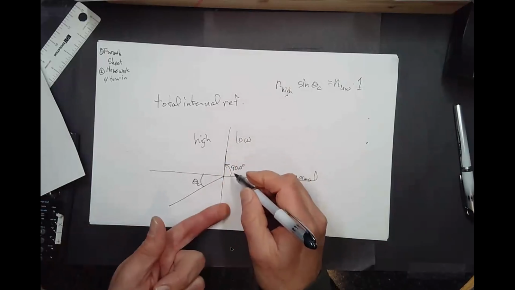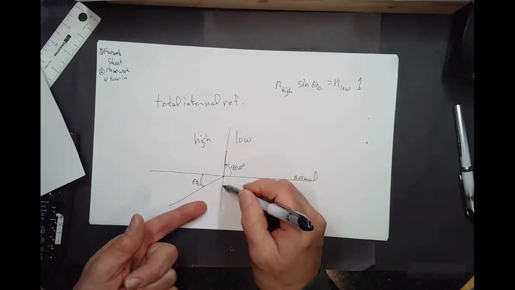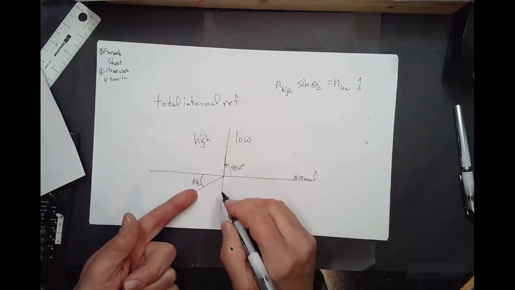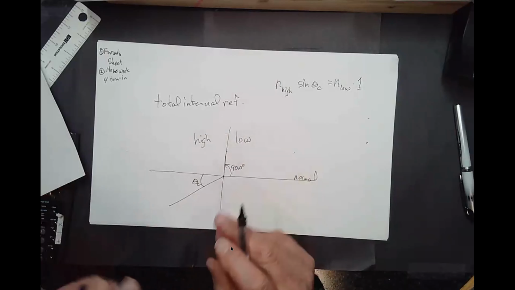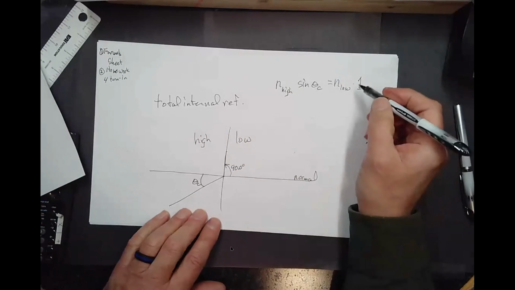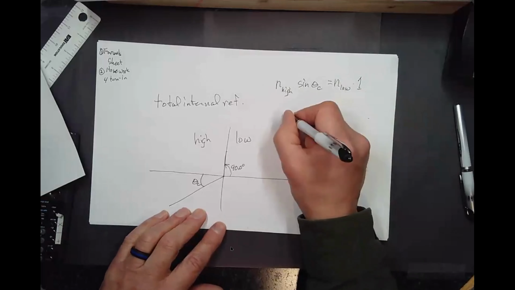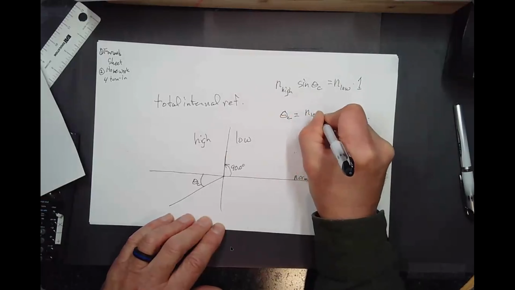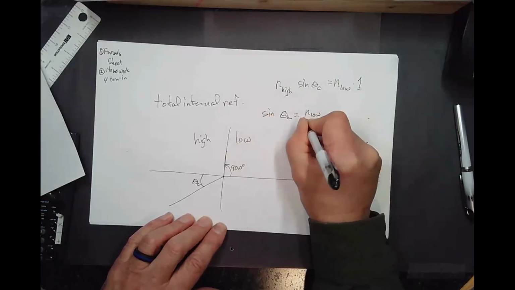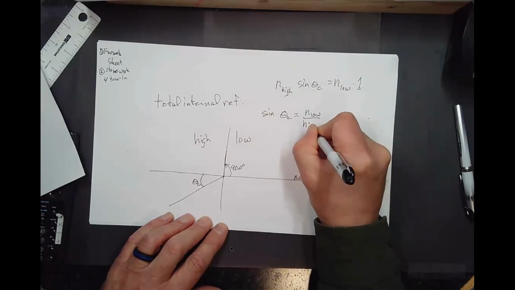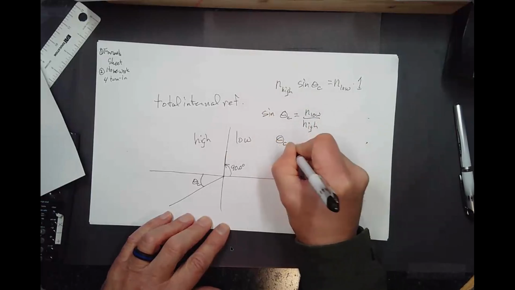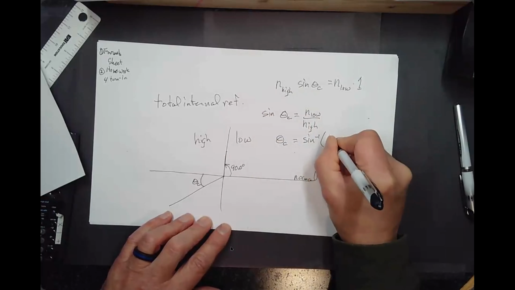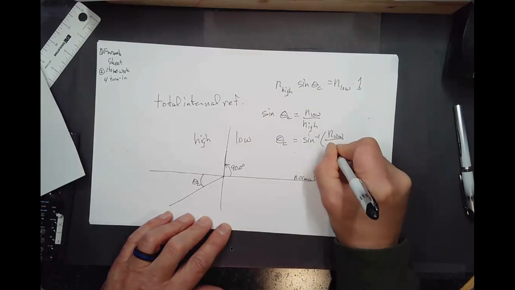And if you go beyond that theta sub c, well, at that theta sub c, no light gets into the low index of refraction medium. It just all reflects off. And beyond that angle, that continues to happen. So you can figure out what this is going to be. Sine of theta c will equal n low over n high. And theta c is going to equal the inverse sine of n low over n high.